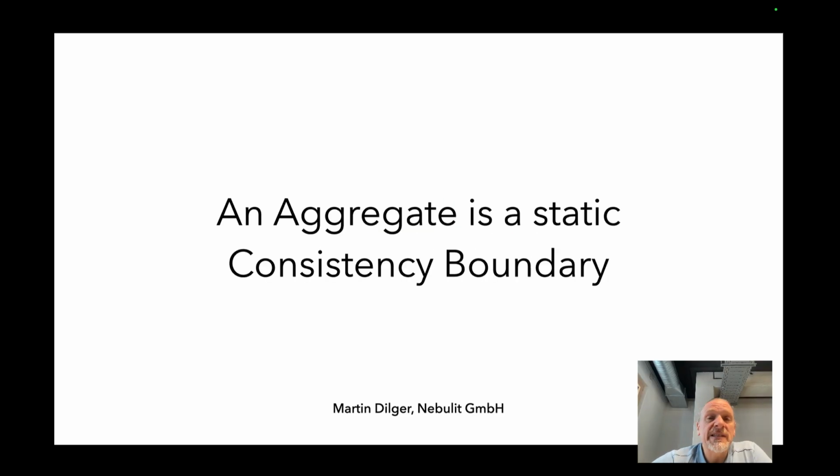So an aggregate is a static consistency boundary, and the problem is, if you define a static boundary, you have to know which boundary exists, and sometimes this isn't that easy. And dynamic consistency boundary allows this to be, well, dynamic.